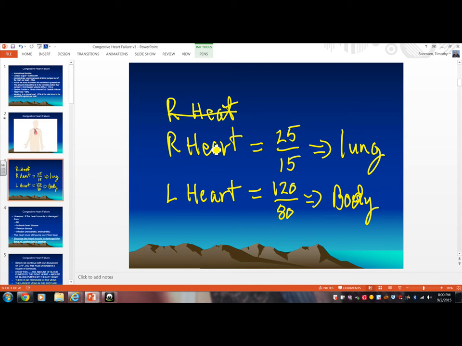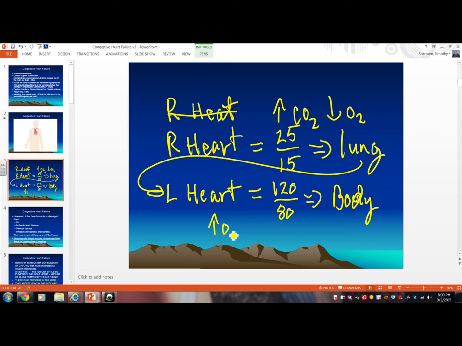So the blood pumped by the right heart is high in carbon dioxide, low in oxygen. Sends it to the lungs. What do you do in the lungs? You oxygenate it and remove carbon dioxide. So that blood from the lungs now comes back to the left heart. It's oxygenated. What does the left heart do? It pumps blood that's high in oxygen and low in carbon dioxide down to the cells of the body.